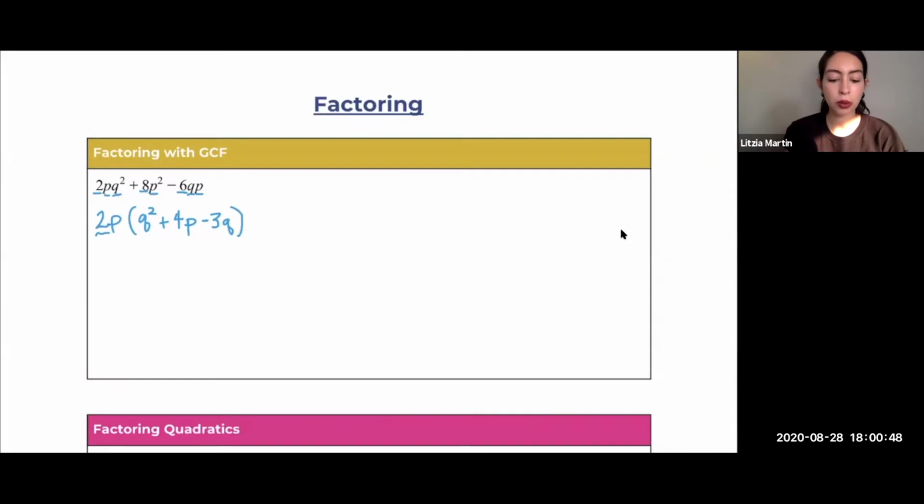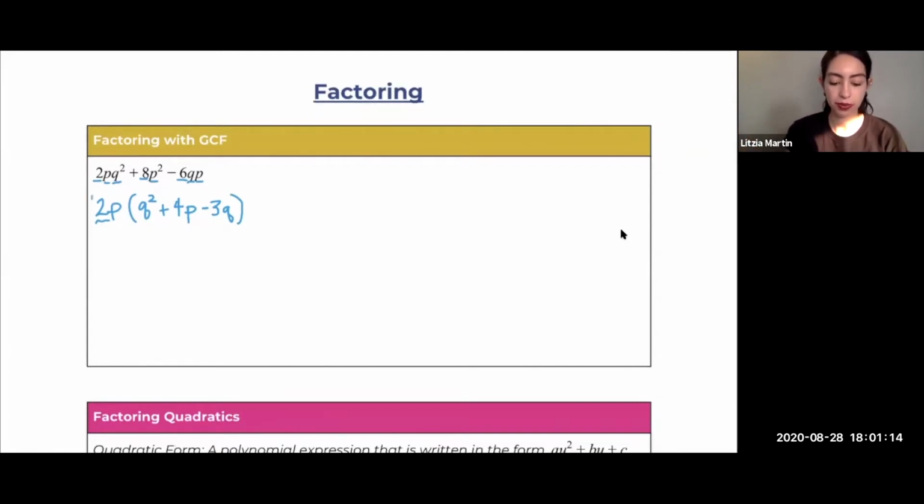From here, we want to double check and see what is left in the parentheses, because maybe there's a pattern here or some kind of structure that we can factor further. But upon looking at it, I see there's a square term, but it doesn't follow the quadratic form, so there's nothing else in common, so we're going to call this one factored.